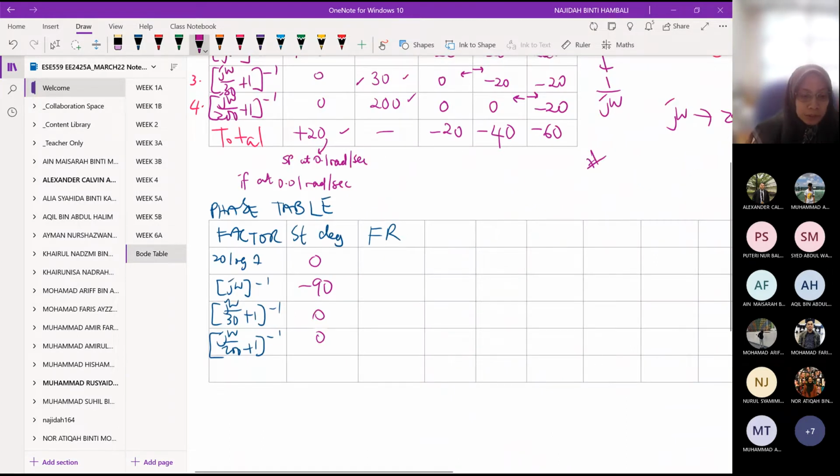So total, kan? This is the total for magnitudes for the phase table. So the total starting point for your phase plot is negative 90 degrees. Clear?